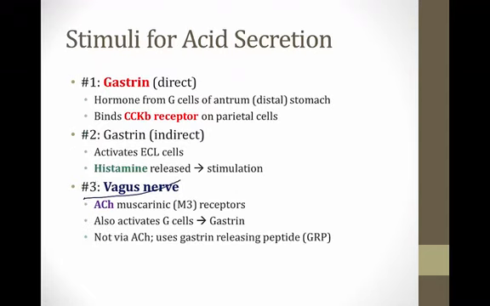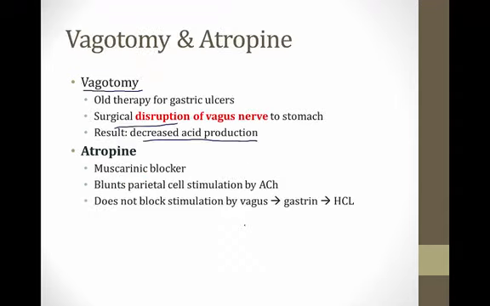If you cut the vagus nerve, you cut this mechanism of stimulating acid production, so there's no acetylcholine release onto the parietal cells, and there's no activation of the G cells and gastrin production. Therefore, you decrease the amount of acid in the stomach. Now, luckily, we don't have to do that anymore because we have drugs that do this, but if you meet people who were alive in the 1940s, 50s, and 60s, they probably know people who had a vagotomy in order to blunt acid secretion.